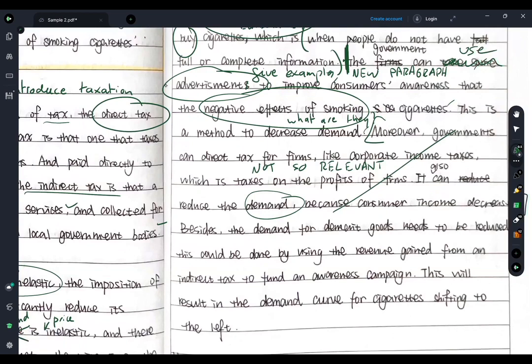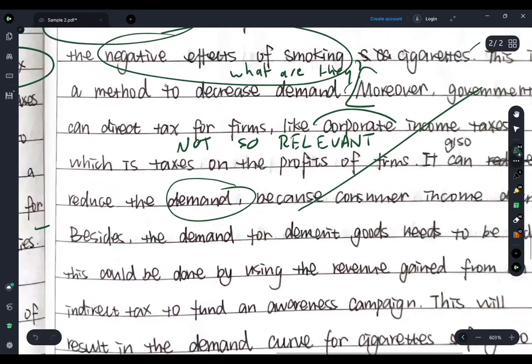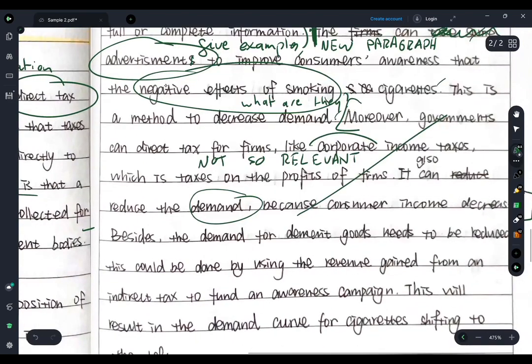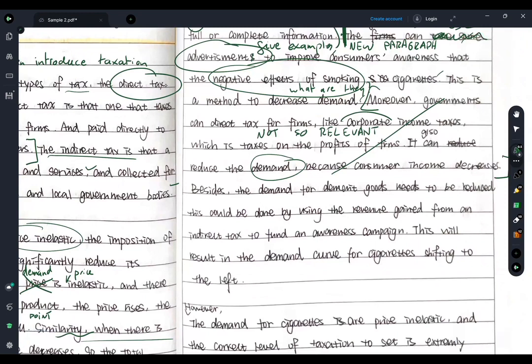And here, that's even less relevant because the student has chosen to focus on direct taxes imposed on businesses. So I really don't see how this could help reduce this market failure. Okay. Besides, the demand for demerit goods needs to be reduced. Okay, but it's not really besides, that's what we are trying to do since the beginning.